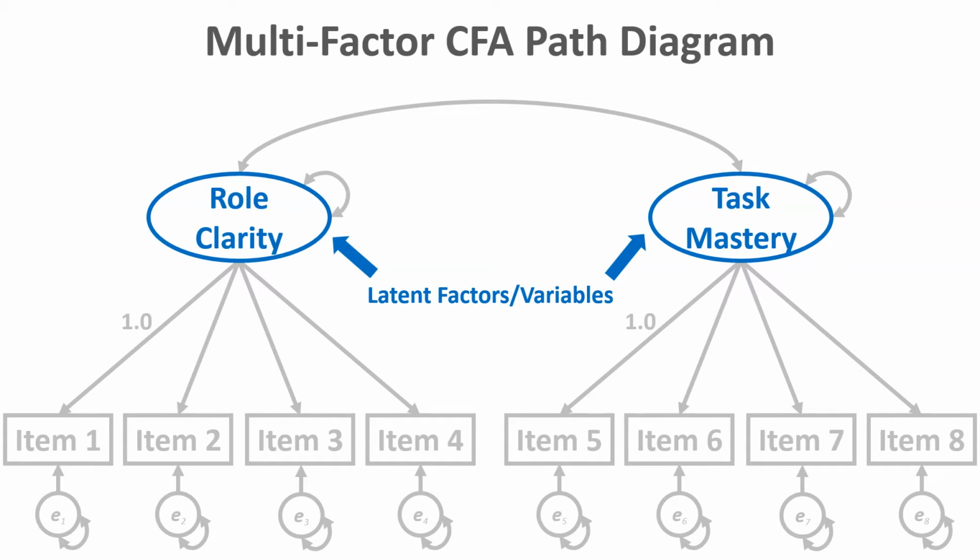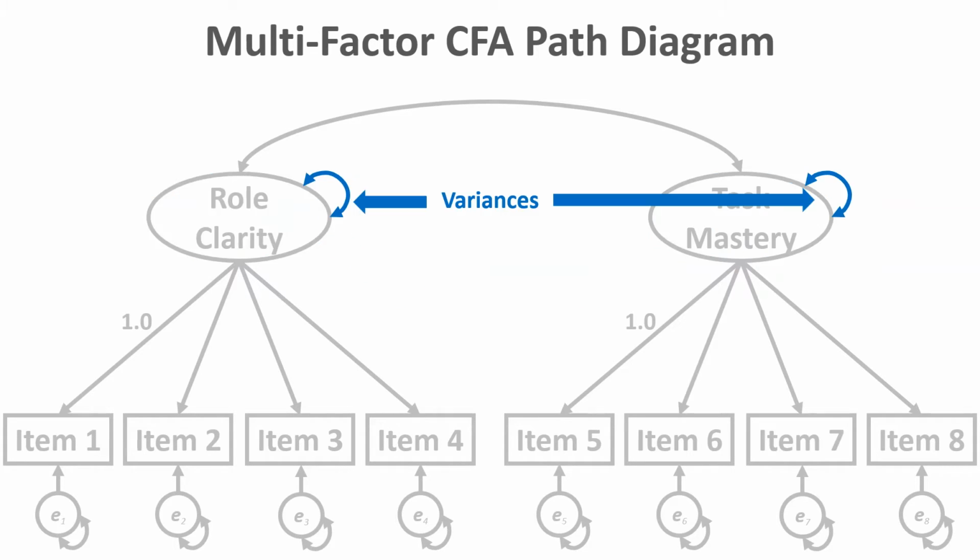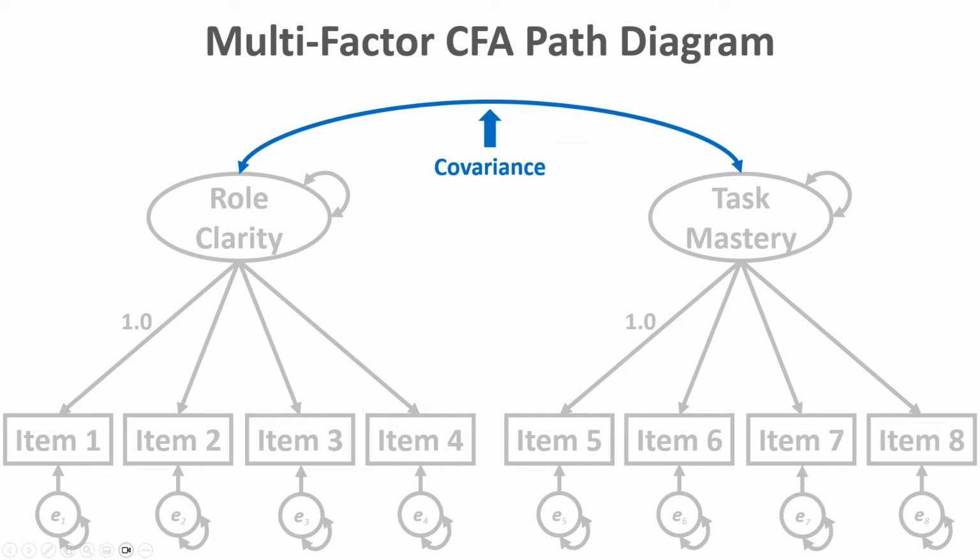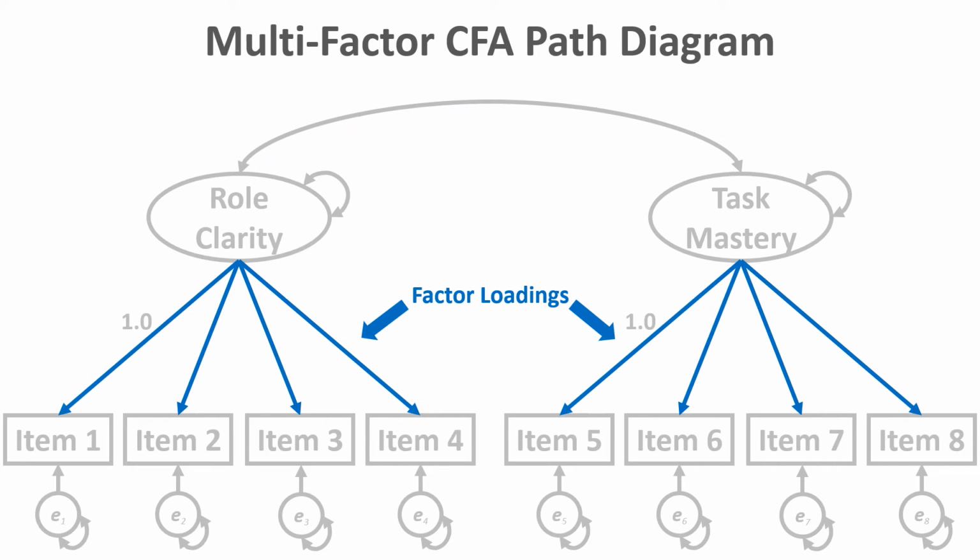So again, starting here, you'll see that the latent factors for role clarity and task mastery are represented visually with an oval shape. Now we see the variances of those latent factors are represented with that little double-sided arrow with the 2 points, and that's just perched on top of each one of these ovals. We see the covariance represented by that longer double-sided arrow here, and if we were to standardize that, that would become a correlation between the 2 latent factors.